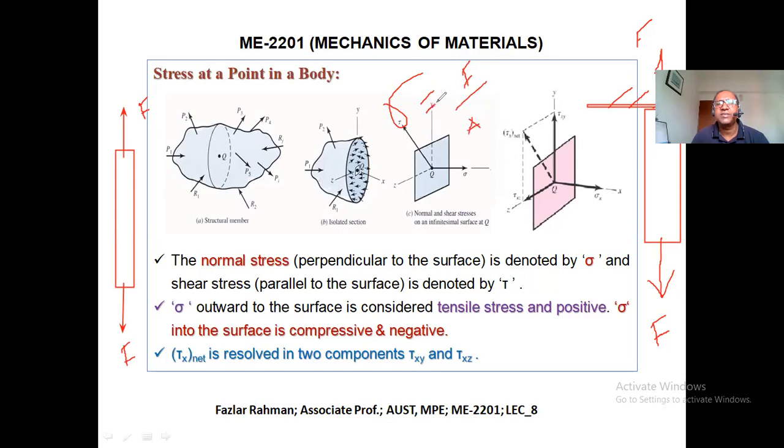How much shear stress is in the rod? So 0. Why 0? Because shear stress works when the shear force is parallel to the cross section, right? Yes, good. But in this object, there is no force working parallel to the cross section.